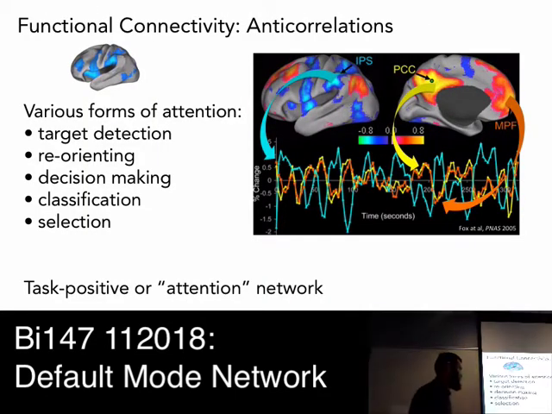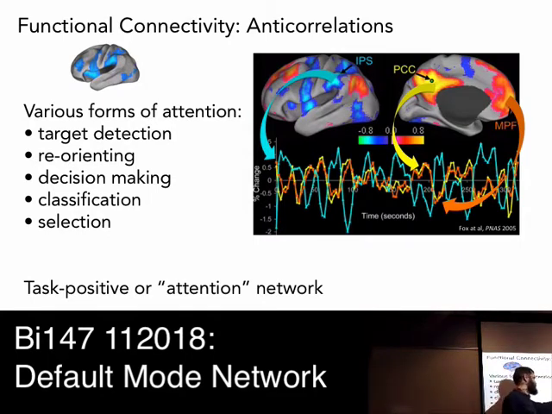So let's look at this. Here is this zoom in. The orange and yellow and red, the hot colors, are default mode. The cool colors are the attention network. And they are truly anti-correlated. This is from the Fransson paper that I pulled out.